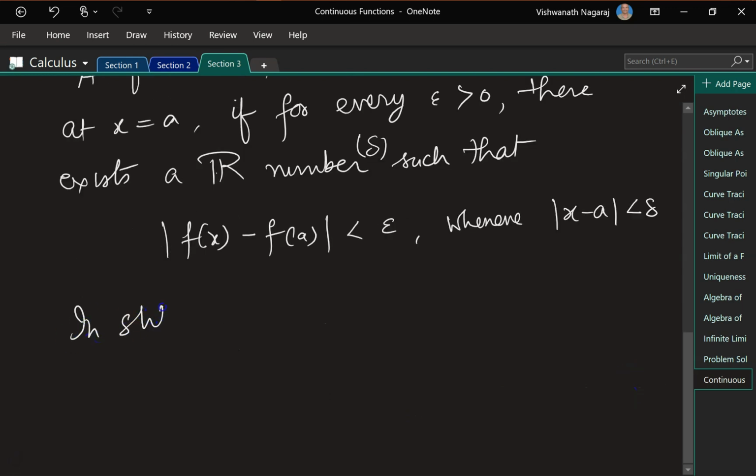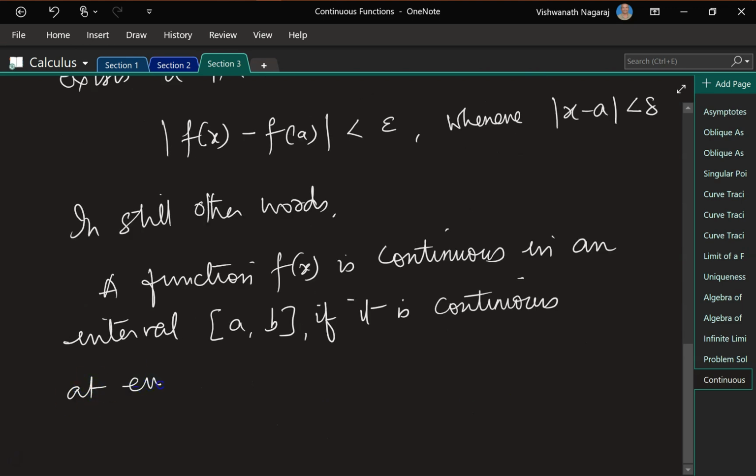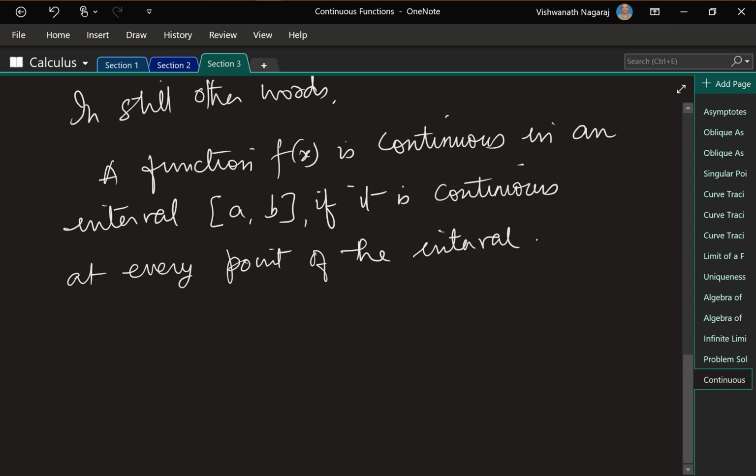In still other words, we can say a function f of x is continuous in an interval (a, b) if it is continuous at every point of the interval. Now, why are we interested in continuity? Because that helps us in differentiation, in figuring out whether something can be differentiated or not.